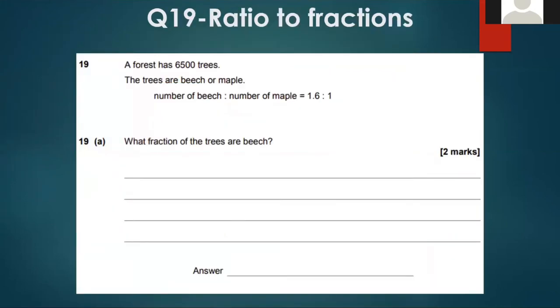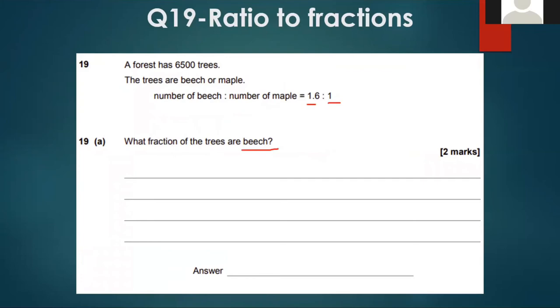Question number 19. Okay, right, guys. A forest has 6,500 trees. The trees are beech or maple. The ratio for the number of beech to the number of maple is 1.6 to 1. Part A, what fraction of the trees are beech?